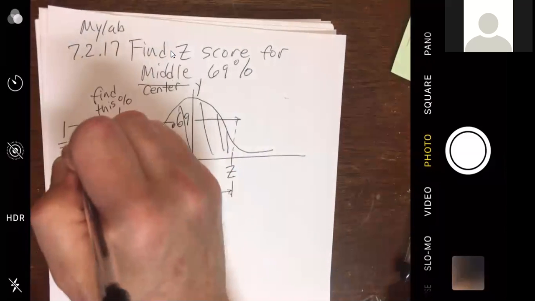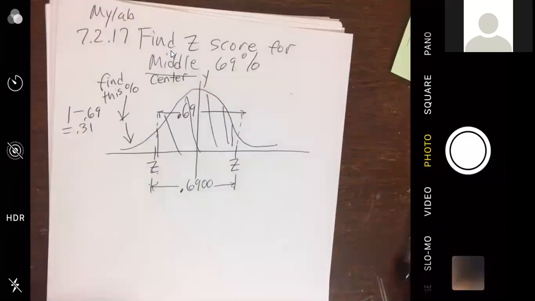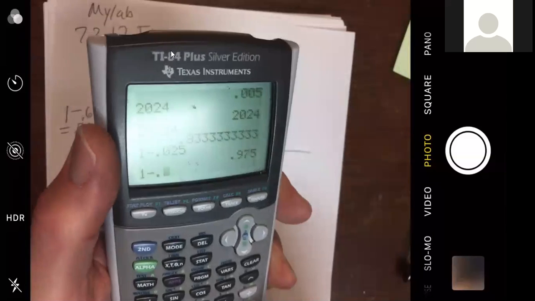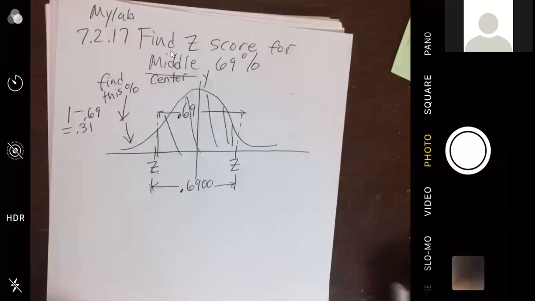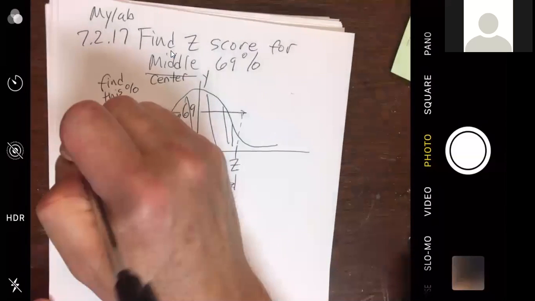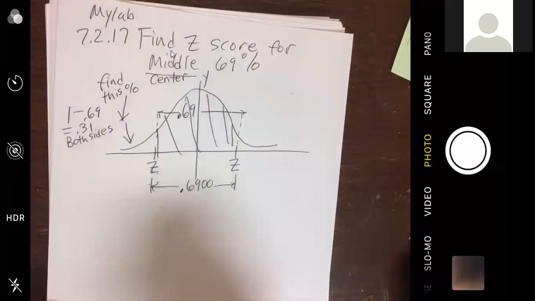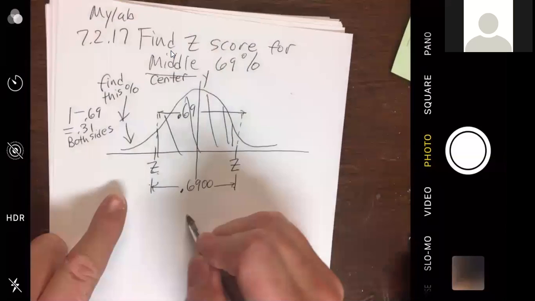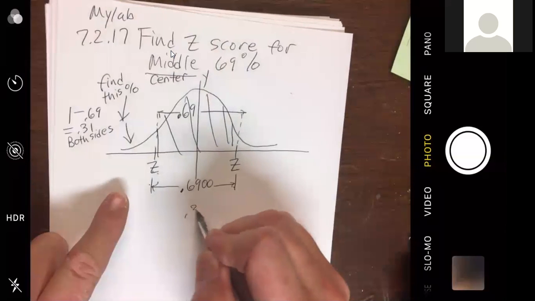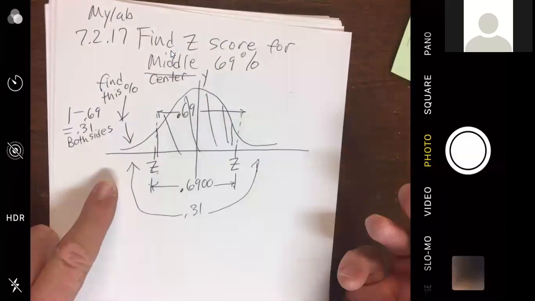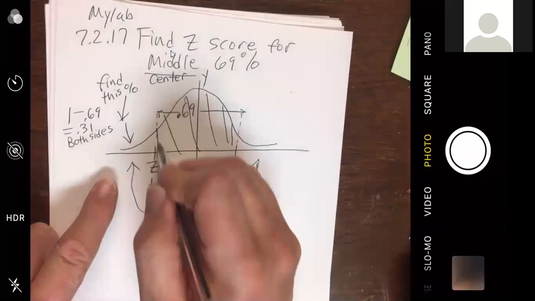You get 0.31, right? Good. Just to double check, 1 minus 0.69 is 0.31. Now, you see, the 0.31 is on both sides. It's split. There's 0.31 between here and here, see? So if I want just this, what do you think I got to do?